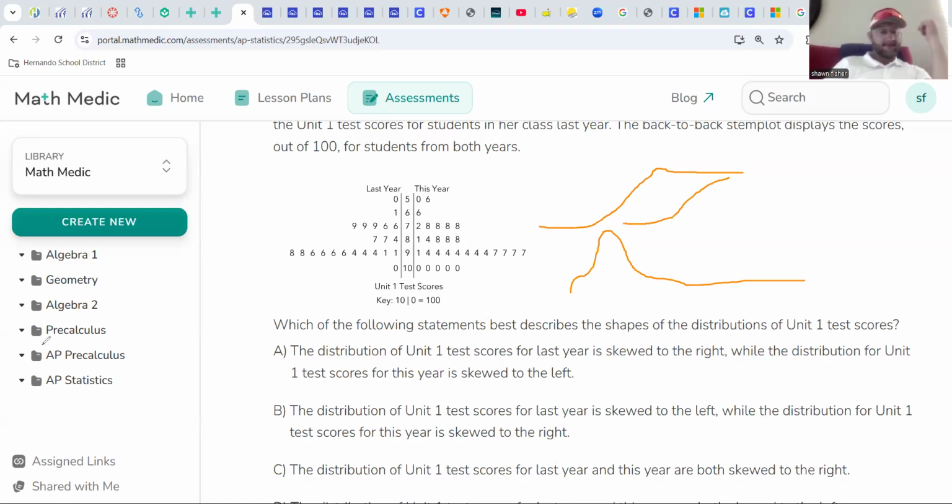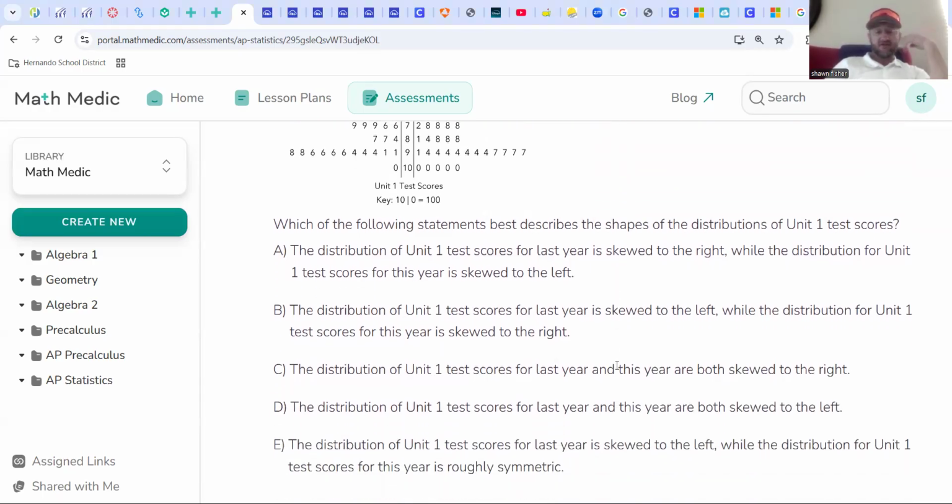Okay. And I know I'm not drawing it right. Distribution of unit 1, both of them look to me skewed left. Skewed to the left while the other one is skewed to the right. That's not right. Both of them to me look skewed to the left. The distribution of unit 1 and last year, this year, both skewed to the right.